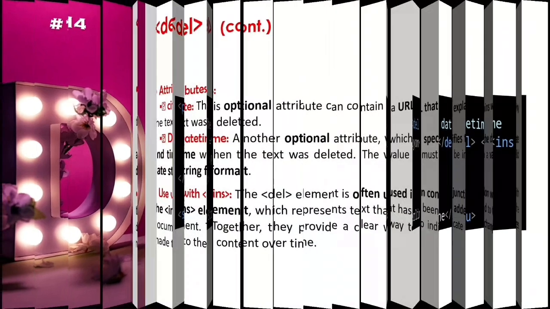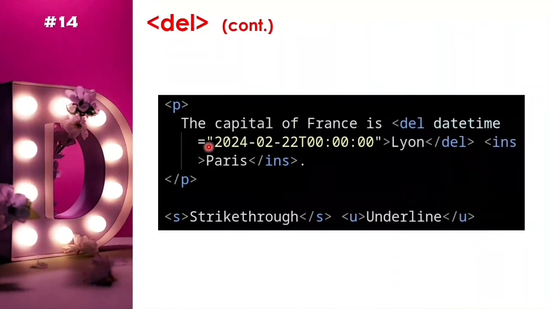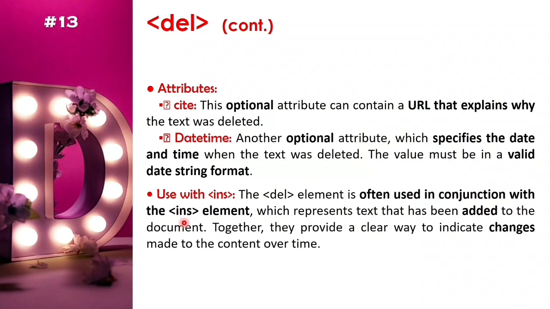Let's talk about the datetime attribute. We have cite and datetime. These are both optional attributes, not needed. The cite attribute can specify a URL that explains why it was deleted, and datetime can say when it was deleted, if you need it. So it has a datetime, like this time this piece of text was deleted, this change was brought in, and then I can replace it with Paris. The capital of France is Lyon. No, I'm going to delete that, because it's not Lyon, it's Paris. That's also something I should pay attention to here.